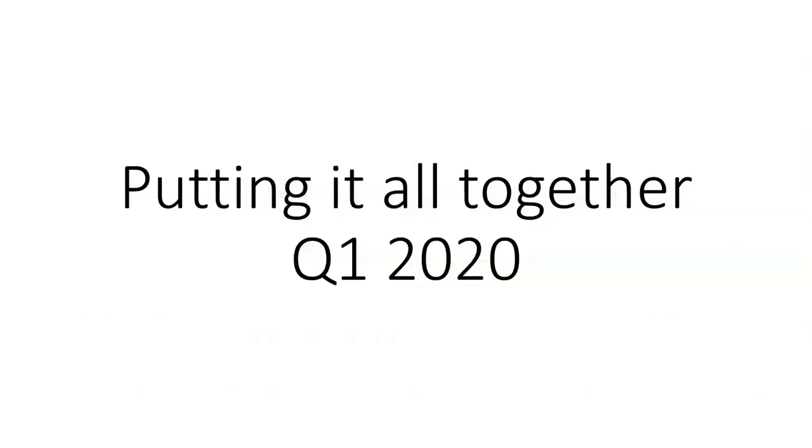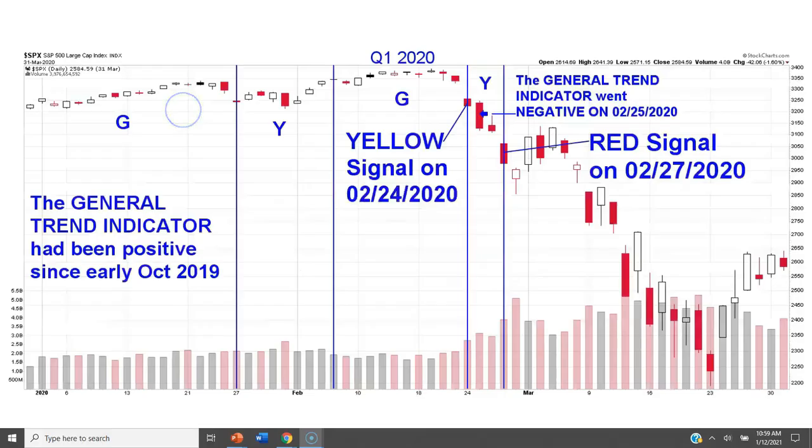Now let's put it all together and see how simple market signals could have helped you during the fastest bear market in history, which of course happened during Q1 of 2020. We had a strong stock market coming into 2020, so the risk signal was green coming into 2020 and remained green for the majority of January. We did have a yellow signal for about 2 weeks towards the latter part of January, first part of February. And then, of course, the risk signal went back to green.